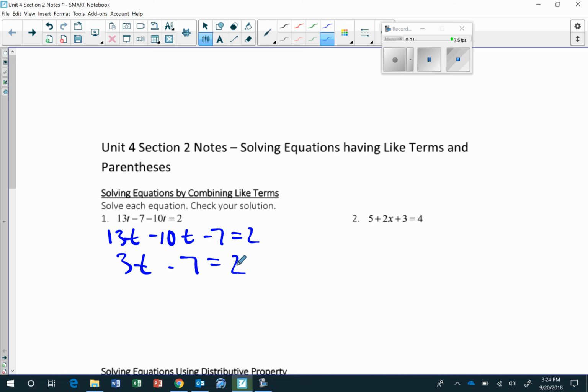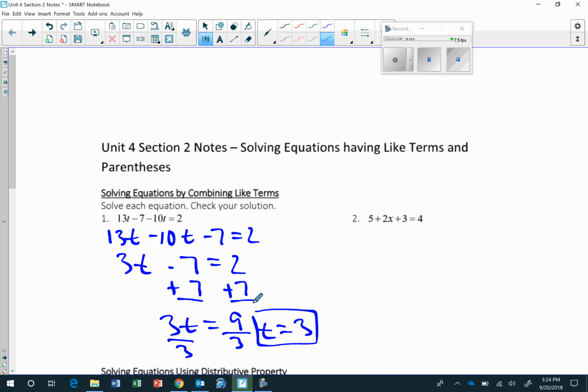Now we're at the point where we were in Unit 4, Section 1, where we're solving a two-step equation. So we're going to add or subtract first. In this case, we need to add 7 to both sides. So we'll get 3t equals 9. And then in this case, we're going to divide by 3, and we'll get t equals 3. So again, the first thing I did, I combined like terms over here on the left side because I had 13t and negative 10t. Then at this point, I was at a two-step equation. I was subtracting 7, so I added 7 to both sides, and then I was multiplying 3 times t, so I divided by 3 to get my answer.